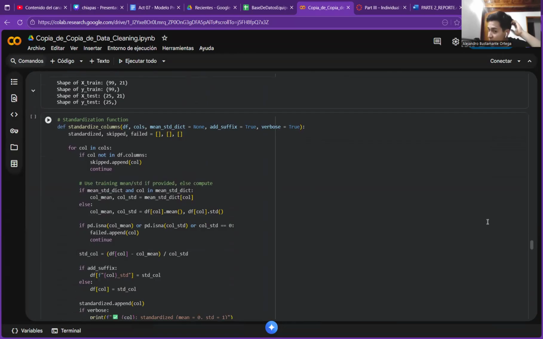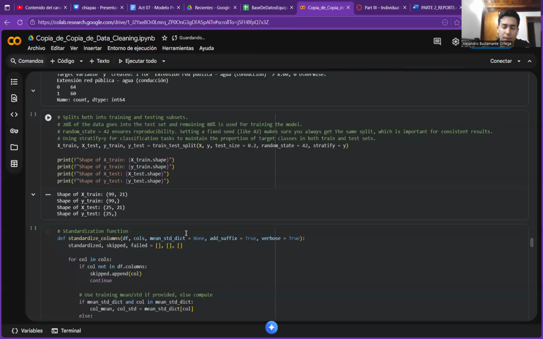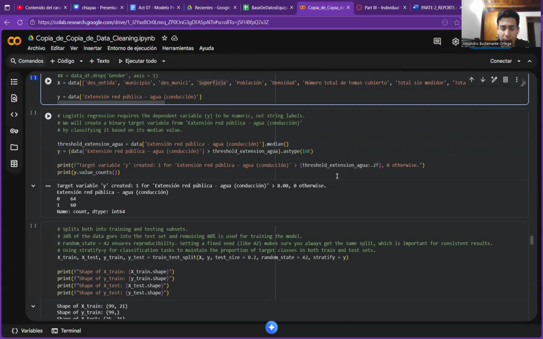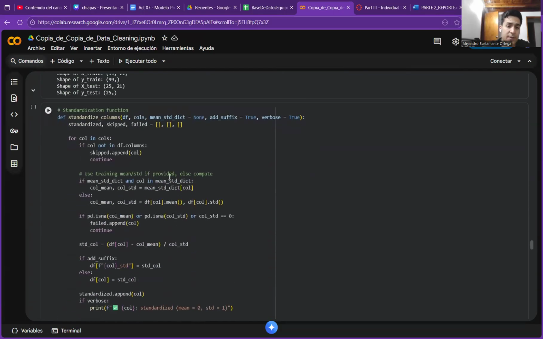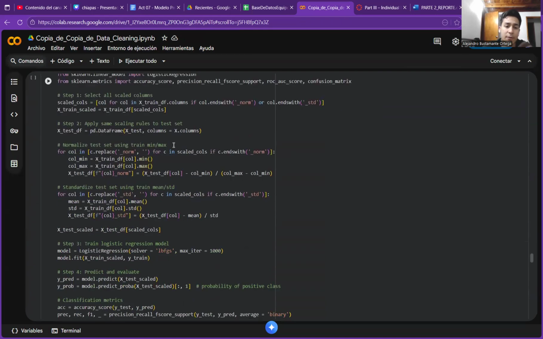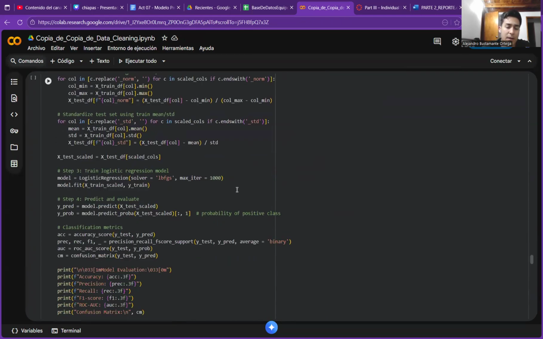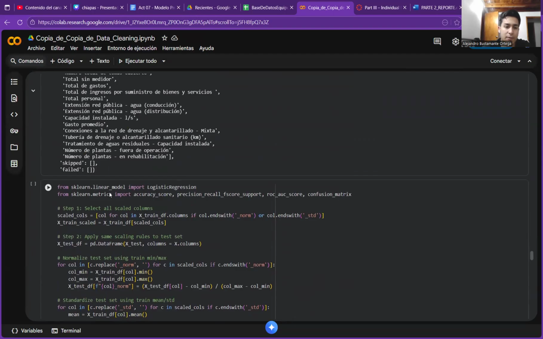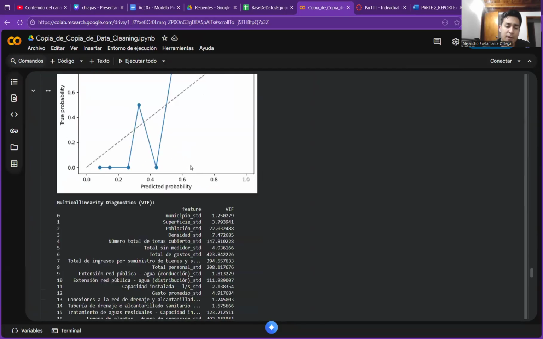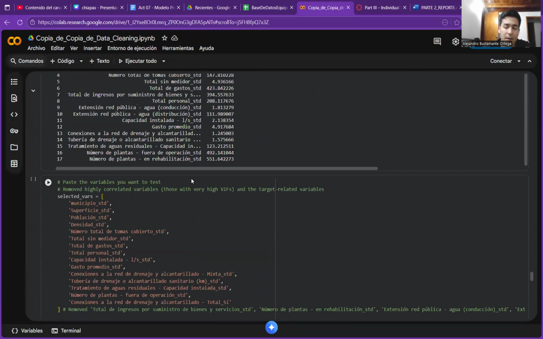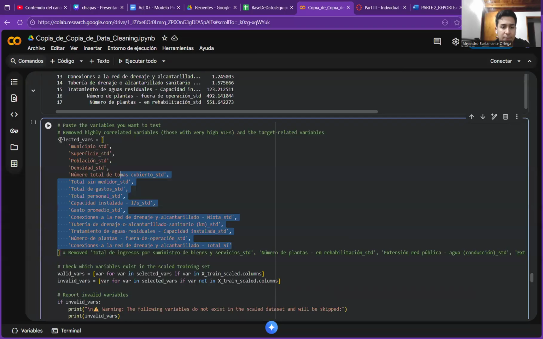So after splitting, I saw that the data didn't need to be normalized. It needed to be standardized because the distribution was standardized. So I standardized all my variables, created new ones with std, and then we can start working on the model. So we use the codes that we saw in class. Here I obtain the metrics, all our analysis, and then for the important part, we set the variables that we are going to use.